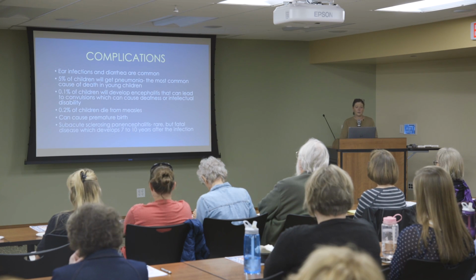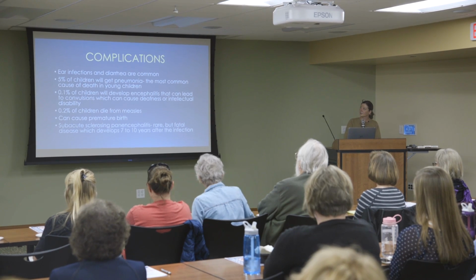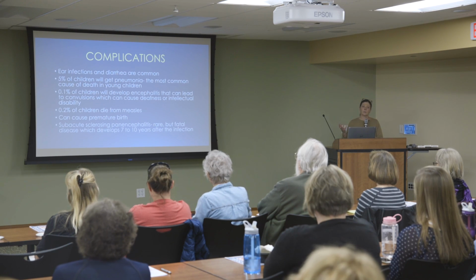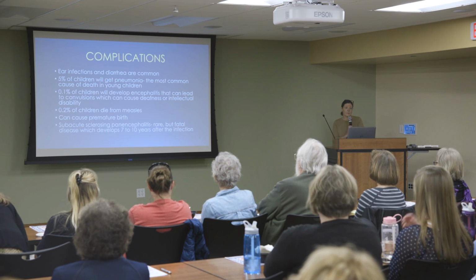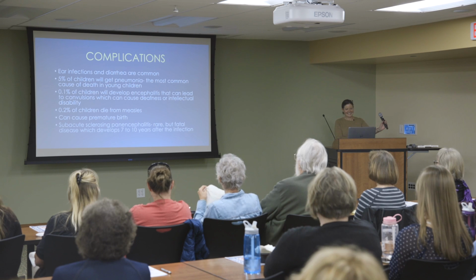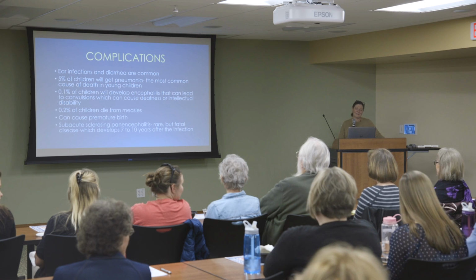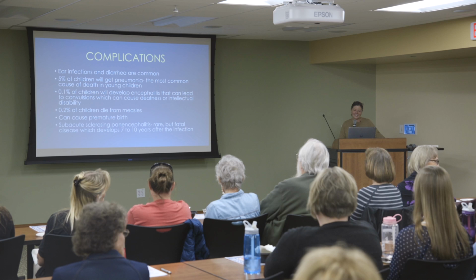Most of the complications are in the young children, as I said earlier: ear infections, diarrhea, pneumonia. They can develop encephalitis, which is an inflammation in the brain that can lead to learning difficulties and can cause deafness down the road. A small percentage actually can die from measles, and it can certainly cause premature birth in women that are infected with it.